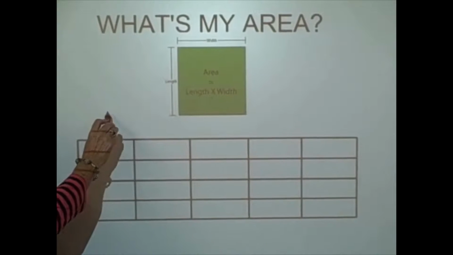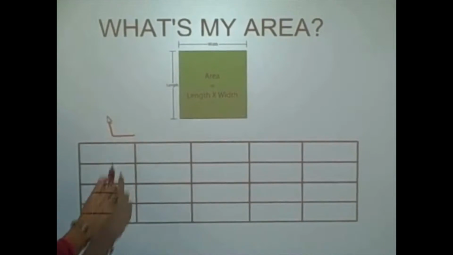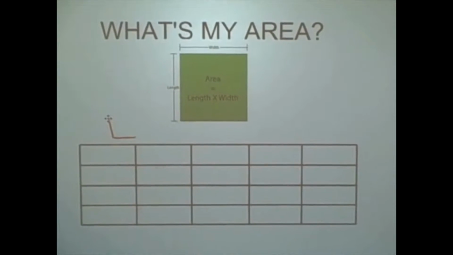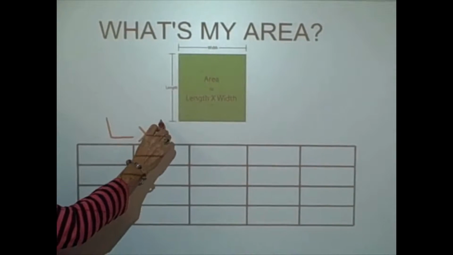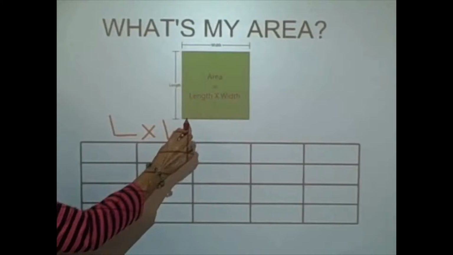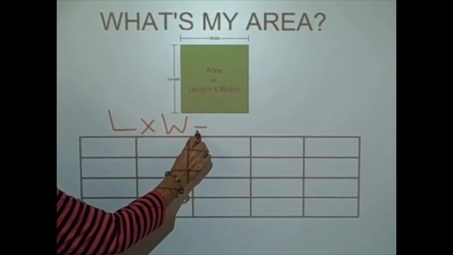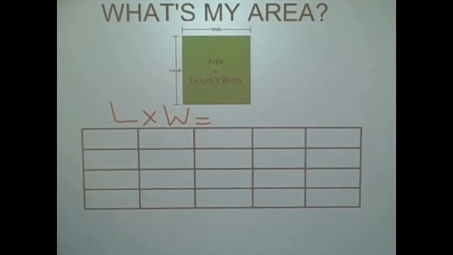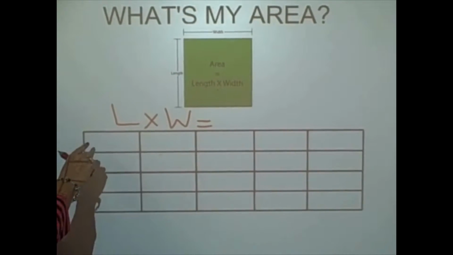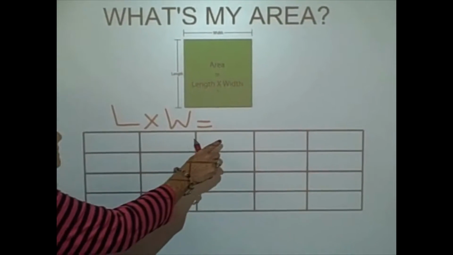So our formula for length, we would say L. L stands for length. Then we're going to multiply length times W, which stands for the width, to get the total of the unit. When we look at this, we can automatically say that we have square units inside.